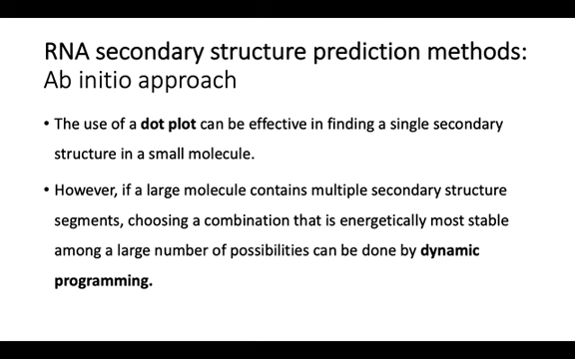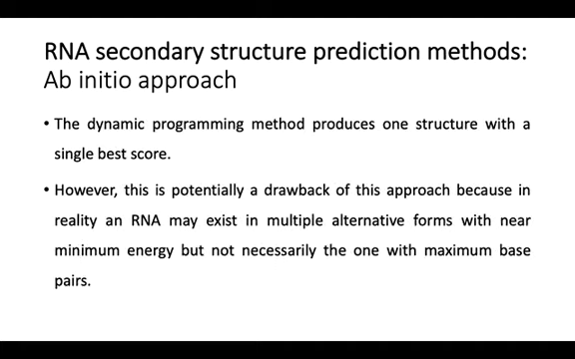So, dynamic programming is used in this scenario where the RNA molecule is large and there are multiple possibilities of a secondary structure. We have to choose which one can be more stable. So, dynamic programming is best in this particular scenario. But the dynamic programming method produces one structure with a single best score.